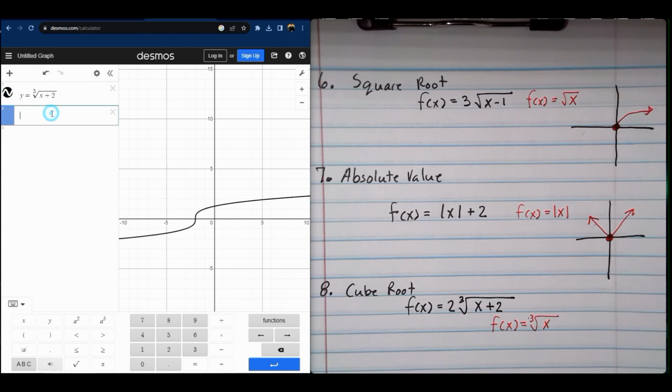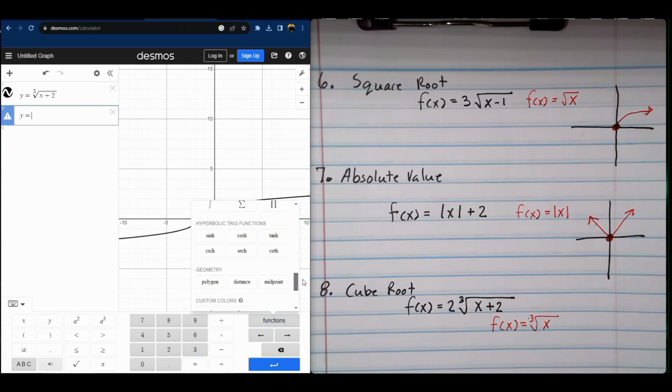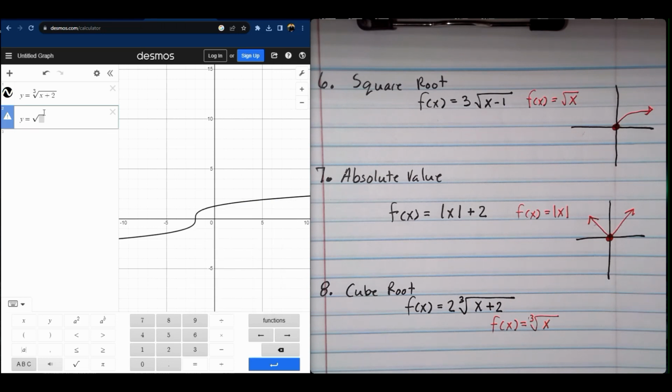Now, if I did the original, right, the parent function, let's go ahead and put that in. So we would end up with y is equal to, go down here, put my cube root in there, and put an x. So there we go. Notice it goes through origin. So I'm going to draw an image of it real quick. It looks like this.